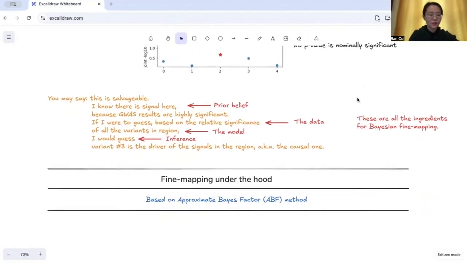All right, so now we're ready to talk about what exactly is in the black box of fine mapping. And many people do consider fine mapping a black box, but today I want to show you that it's actually not that complicated to understand. We're going to focus on this simple method called the approximate Bayes factor method. We call it ABF for short.